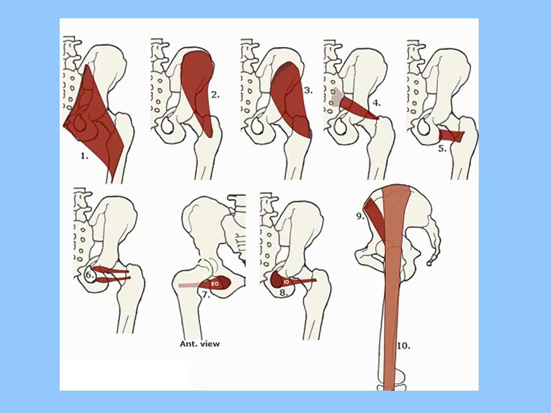Number 5 is the quadratus femoris. The quadratus femoris is innervated by the nerve to the quadratus femoris. It is an external rotator of the hip.